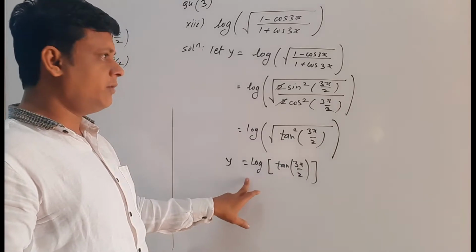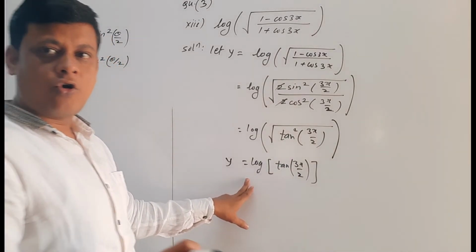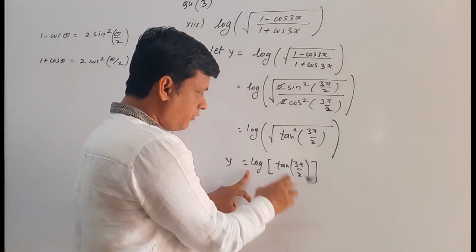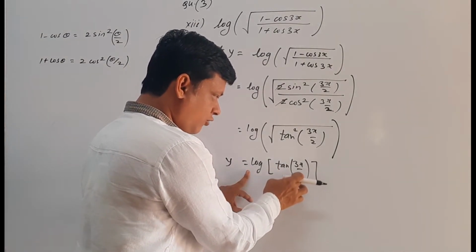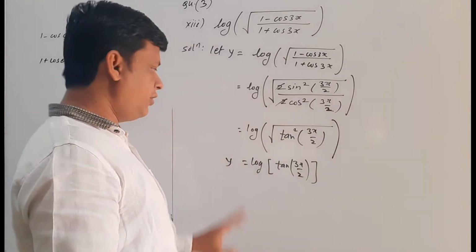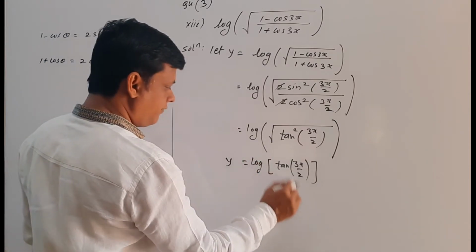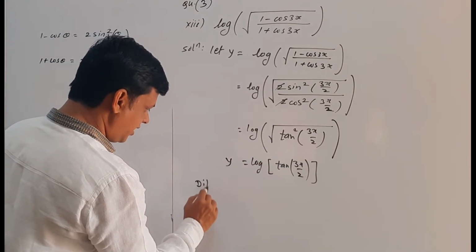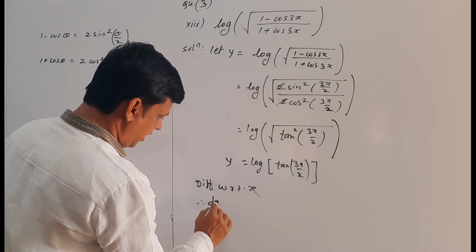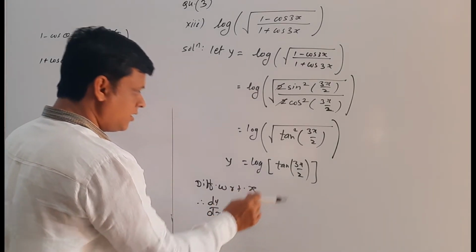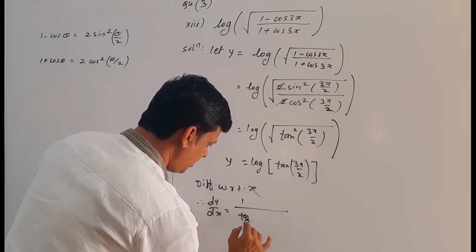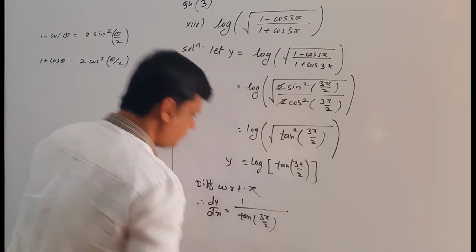Now this is a composite function. First we see how many derivatives we have to find. We have to find the derivative of log, then we have to find the derivative of tan, then we have to find the derivative of this 3 by 2 into x. That means 3 derivatives we have to find, which we can find in one step also. So we write here, differentiate with respect to x. Therefore derivative of y is dy by dx. First we write the derivative of log, which is 1 upon tan of 3x by 2.